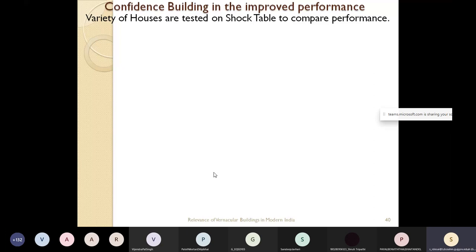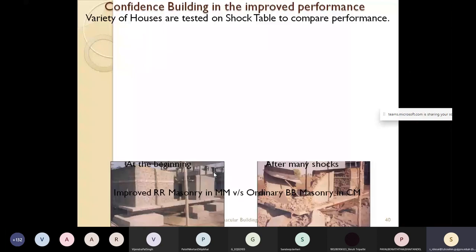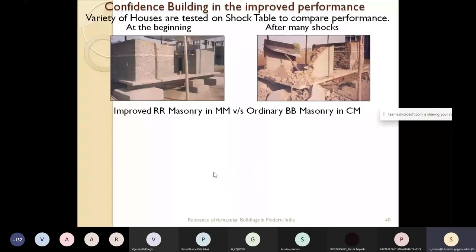Okay. So one of the things we did was a shock table test. Now, again, this is something we learned from Professor Arya. And he himself also had to perform a shock table test to demonstrate how effective his retrofitting scheme for random rubble buildings was. All right.